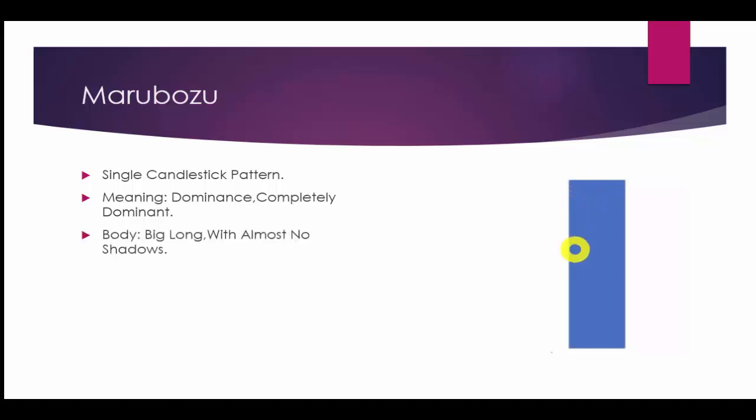And this candlestick pattern looks like this. Its body is long, with almost no upper shadow or lower shadow. Remember that it has a long body and no upper or lower shadow. Once again I will repeat its condition: a single candlestick pattern, long body, and no upper or lower shadow, and it could be either bearish or bullish. We will find both types, bullish or bearish.